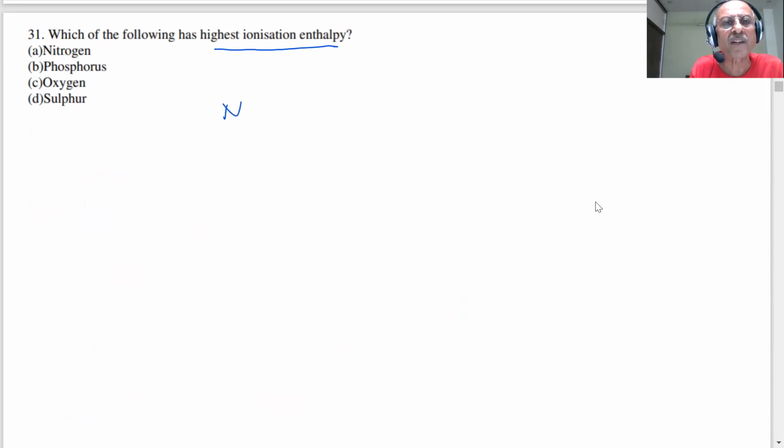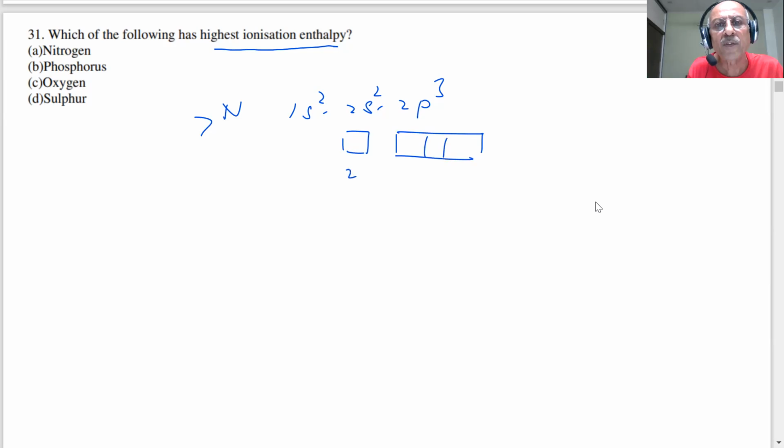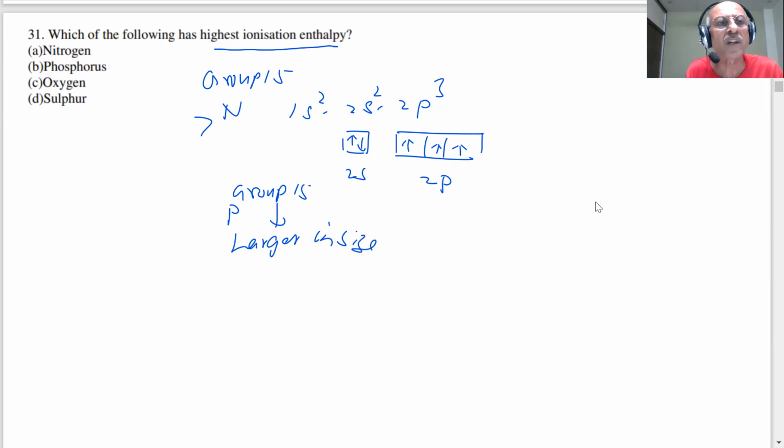Let me see nitrogen. What is the atomic number of nitrogen? 7, 1s2, 2s2, 2p3. This is my nitrogen, student. This is my 2s, this is my 2p. 1, 2, 3. So nitrogen is present in which group, student? This is group 15. Phosphorus is also group 15, but it is larger in size, that is 3s and 3p. Oxygen and sulfur belong to group 16.